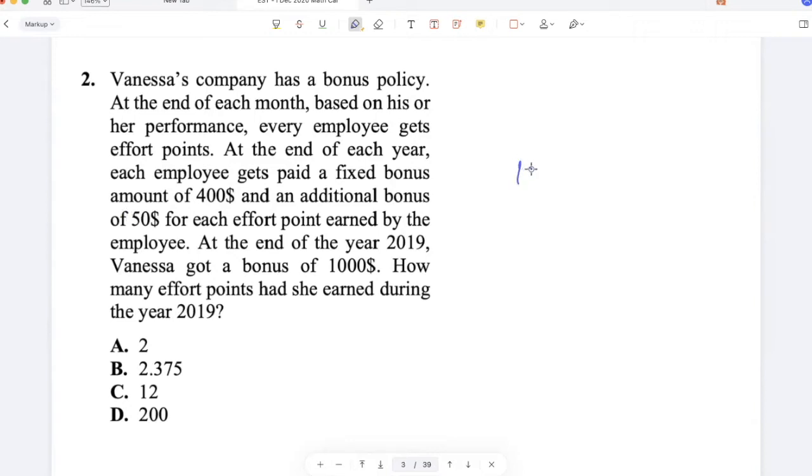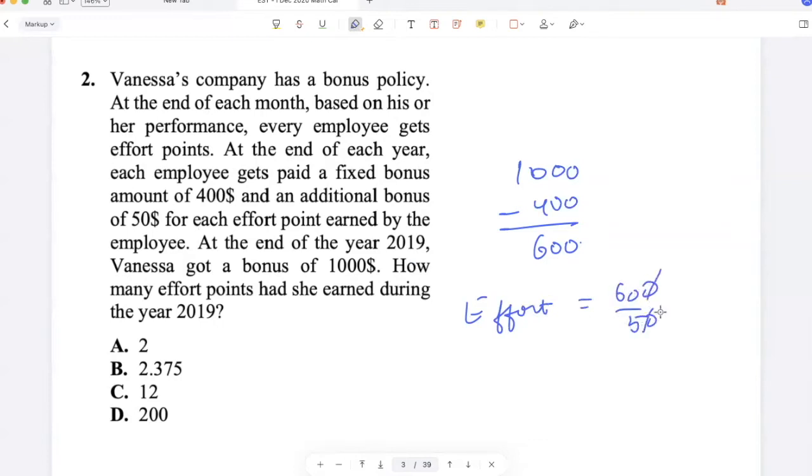So out of this 1,000, 400 was the fixed bonus, so left with 600. And you get $50 for every effort point. So number of effort points would be 600 by 50. So that's 12, right? So she earned 12 effort points.